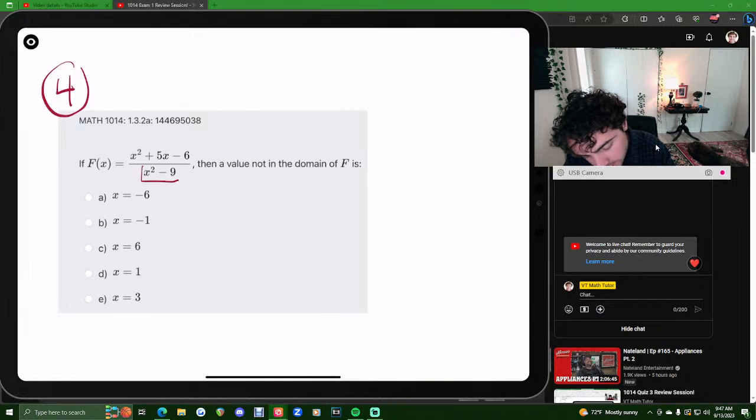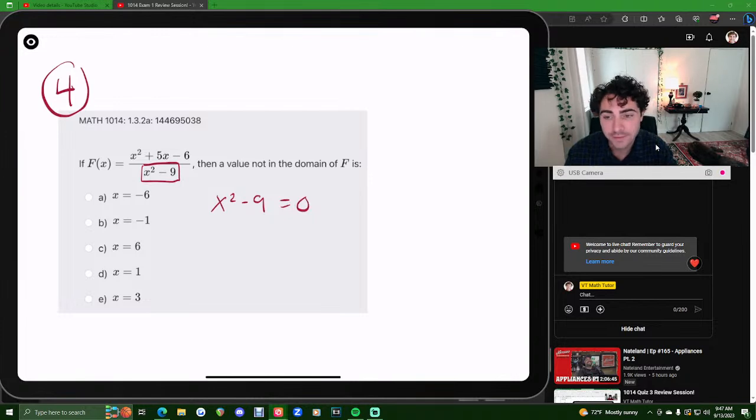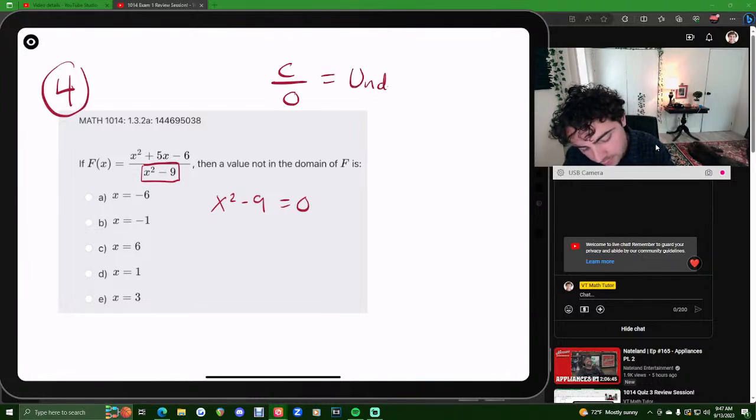But the approach I take is setting the denominator equal to 0, factoring it, and then getting the x values from that. So the reason we're trying to find the x values that make the denominator equal to 0 is because when a denominator is equal to 0, like say we just have some constant c divided by 0, anything divided by 0 is undefined.